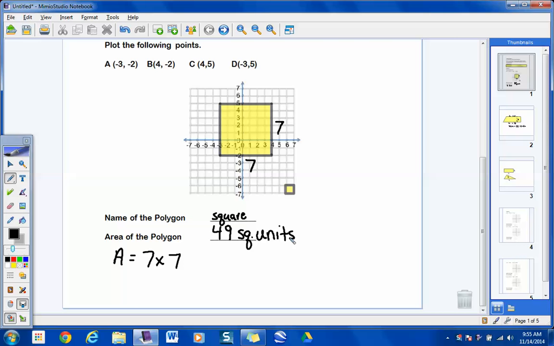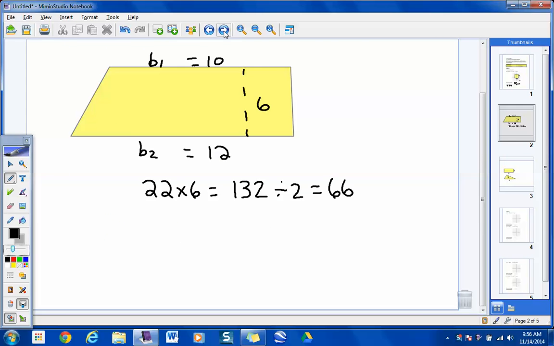Okay, let's try another one. Let me know if you've got this down right here. All good? All good? Go. Okay, page 2.